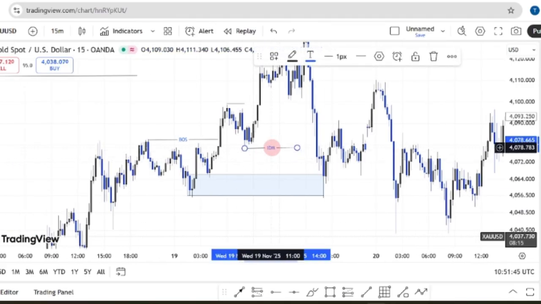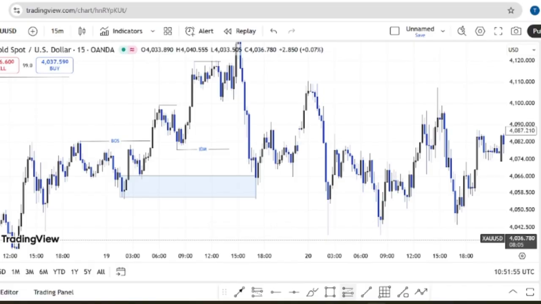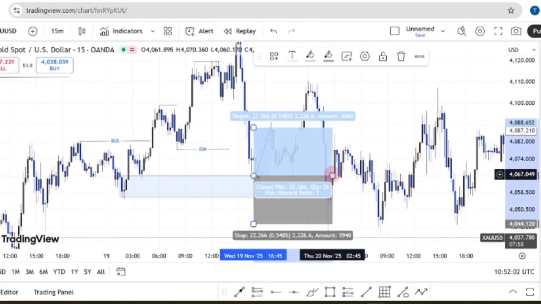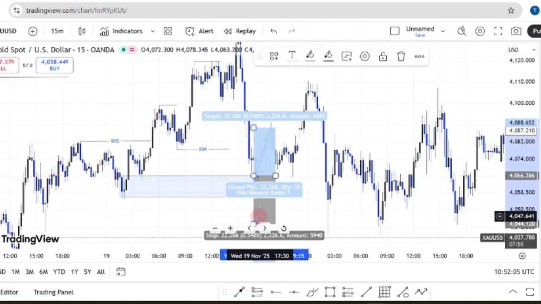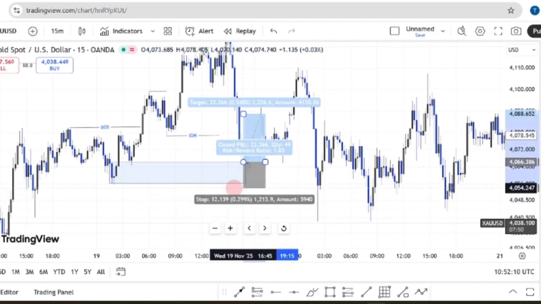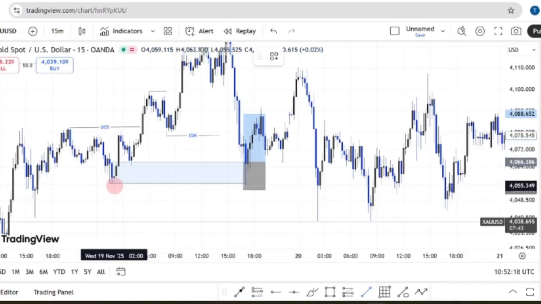So you can clearly see that this level is an inducement point on the 15 minutes. So you see this is an inducement. And the next thing I did was place my buy order here. This was my buy limit, because it was a limit order. Stop loss was below this wick. So it's a clean 1:3 trade.